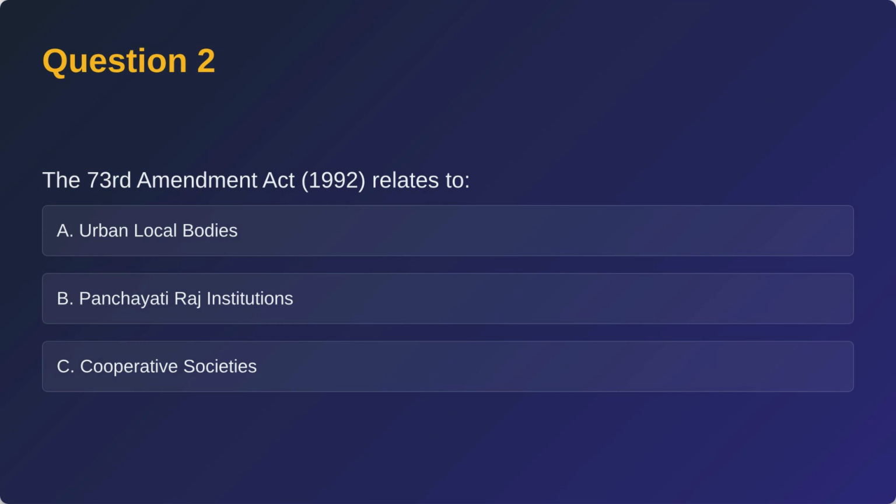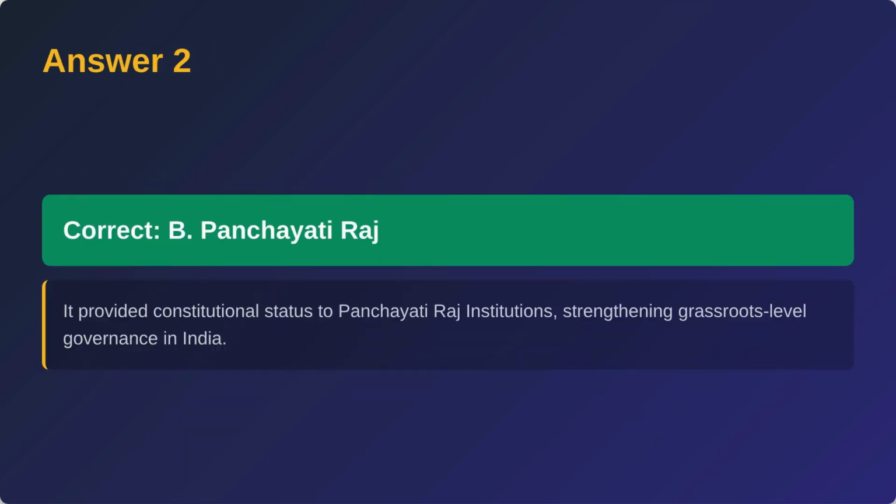Question 2. The 73rd Amendment Act, 1992, relates to what? Answer 2. Panchayati Raj institutions. It provided constitutional status to Panchayati Raj institutions, strengthening grassroots-level governance in India.